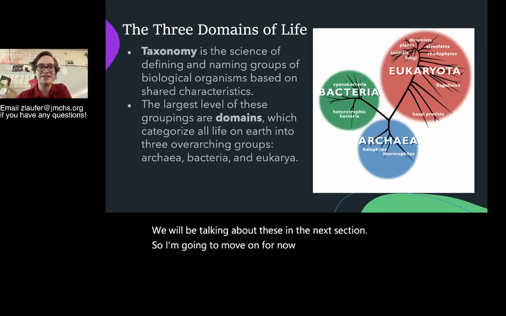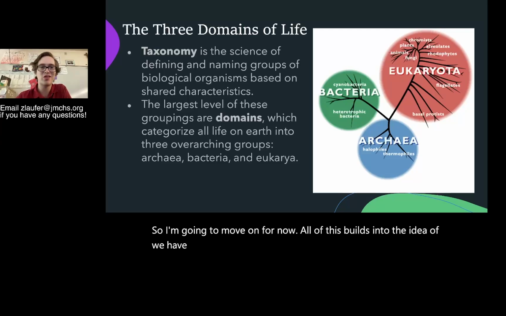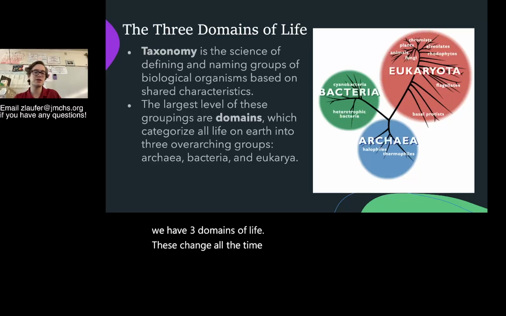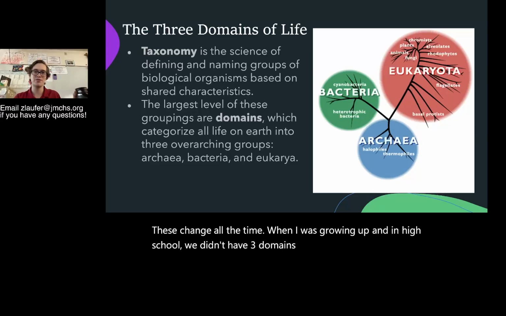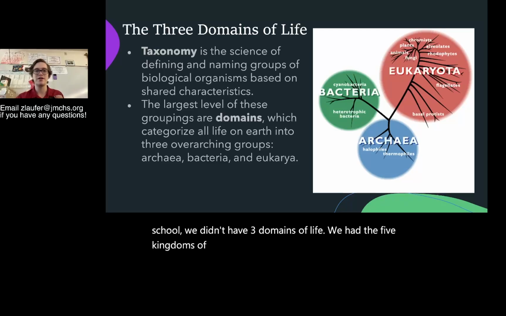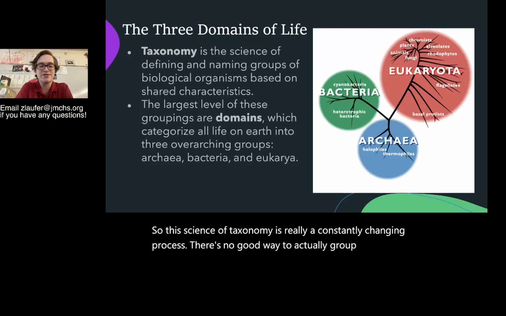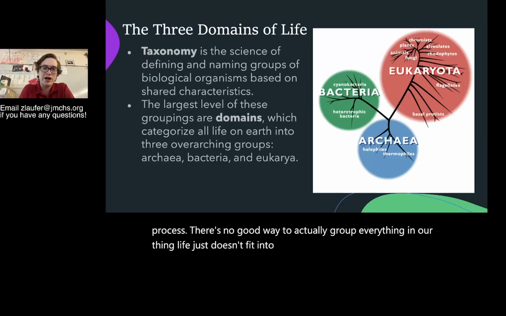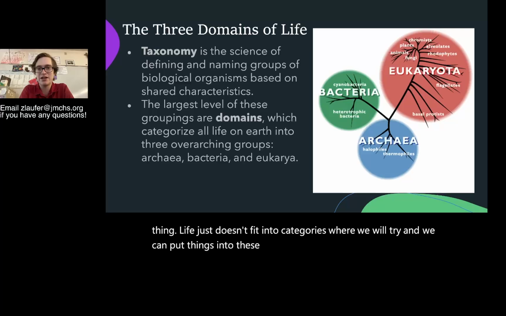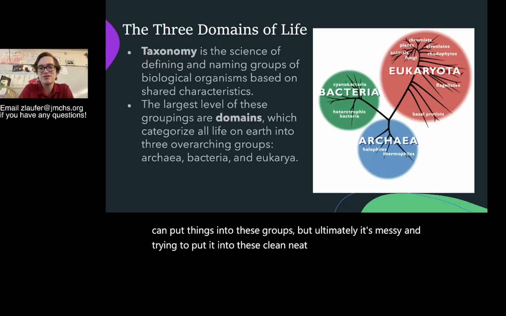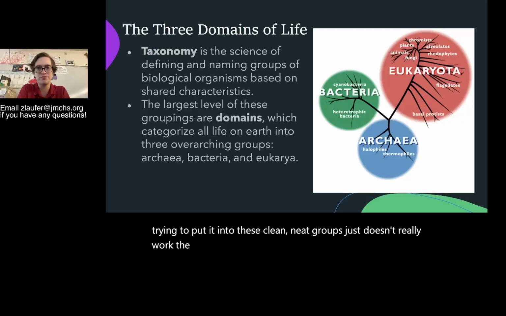All of this builds into the idea of we have 3 domains of life. These change all the time. When I was growing up and in high school, we didn't have 3 domains of life. We had the 5 kingdoms of life. So this science of taxonomy is really a constantly changing process. There's no good way to actually group everything. Life just doesn't fit into categories. We will try and we can put things into these groups, but ultimately it's messy. And trying to put it into these clean, neat groups just doesn't really work the way we want it to.